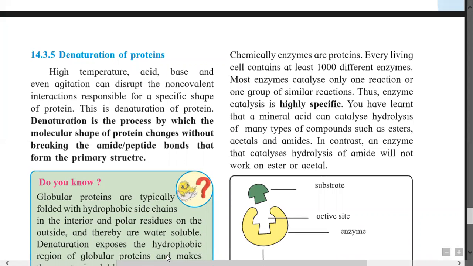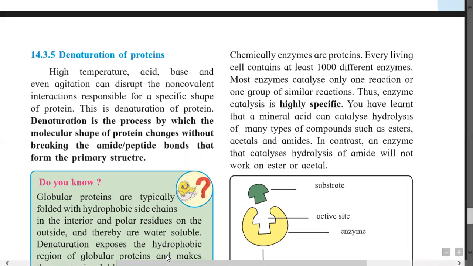Hello, good morning, students. Today we will study the next point from this chapter, biomolecules, that is denaturation of protein. So what is the meaning of denaturation of protein?